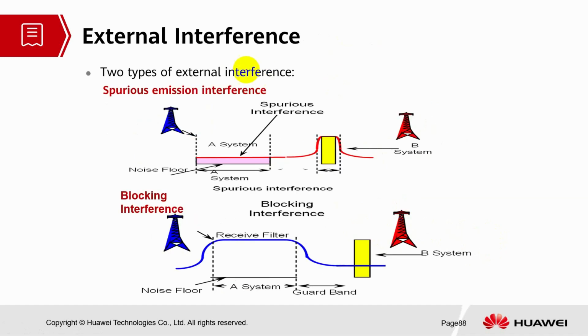So let's look into the external interference concept. There are two types of external interference: the first is spurious emission interference, so this is spurious. The second one is blocking interference.